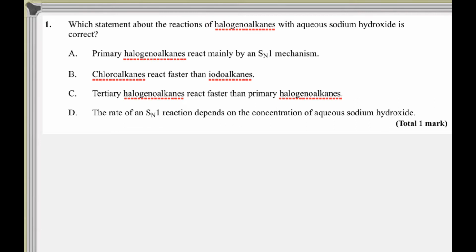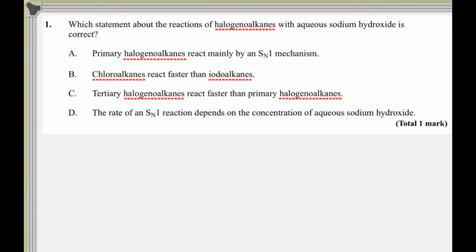So taking a look at this question, which statement about the reactions of halogen alkanes with aqueous sodium hydroxide is correct? So what I want you to do is pause the video right now and give it a try, and then unpause it, and we'll take it up together.